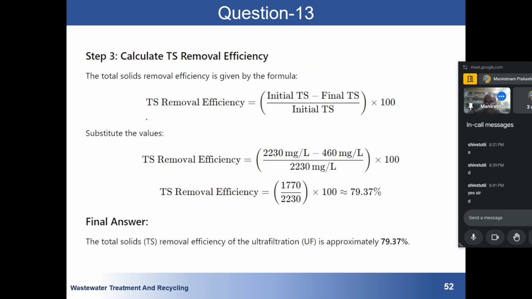The total solid removal efficiency will be given by initial TS minus final TS, divided by initial TS, into 100. So that will be around 80%. The final answer is that the TS removal efficiency of ultrafiltration UF is approximately 80%, around 79.37, that is you can say 80%.